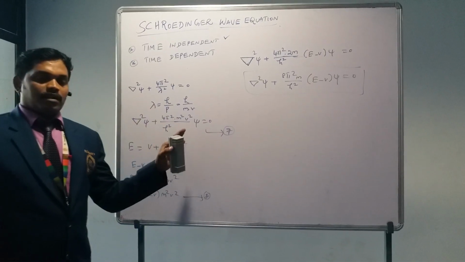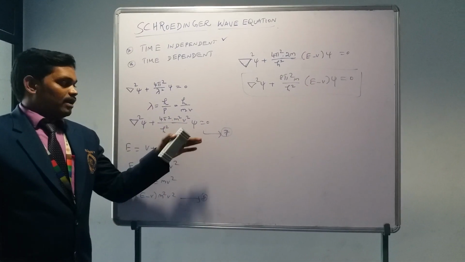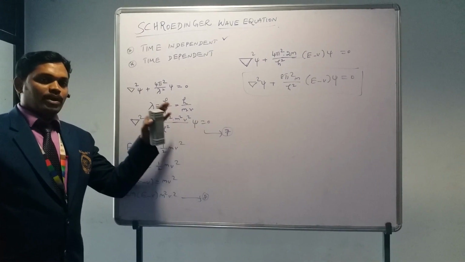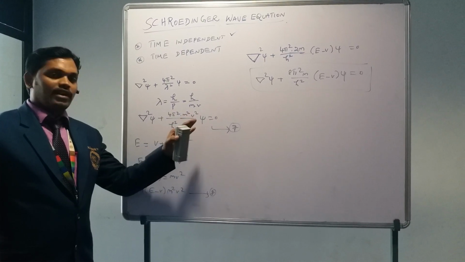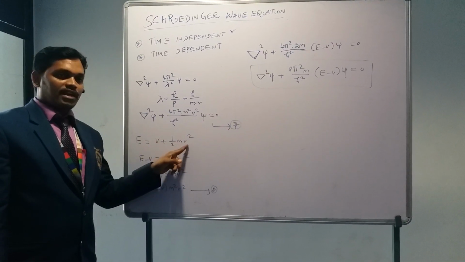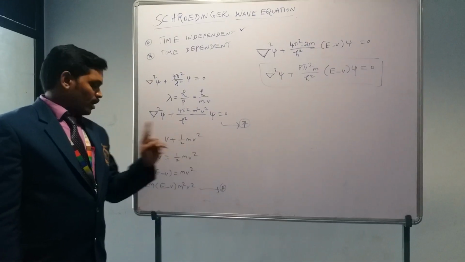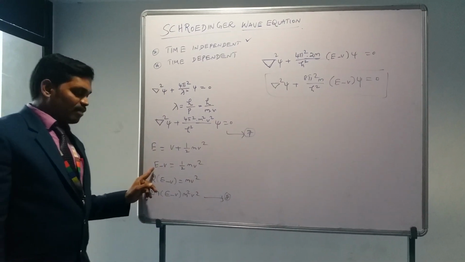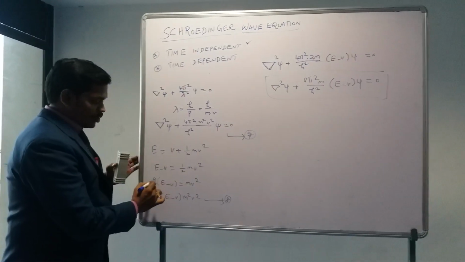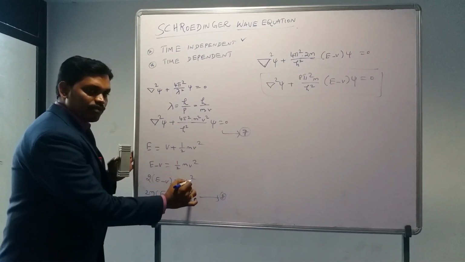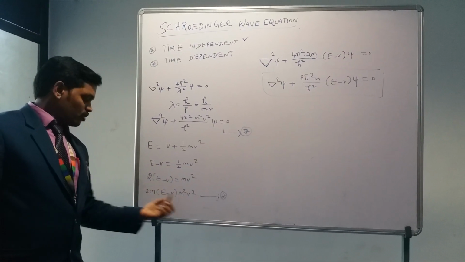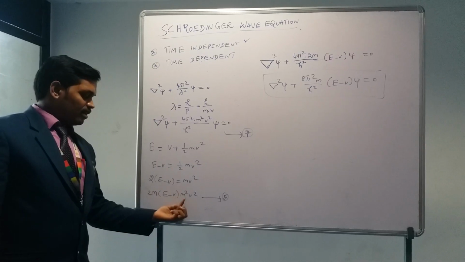For a particle to have wave nature, it should be accelerated through a periodic potential field. The total energy E is equal to the potential energy V plus the kinetic energy, half m v square. Rearranging, we get E minus V equal to half m v square, so 2 into E minus V equals m v square. For simplification, multiplying both sides by m, we get 2m into E minus V equal to m square v square.